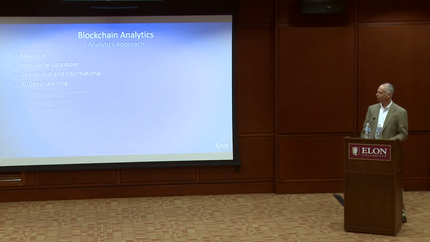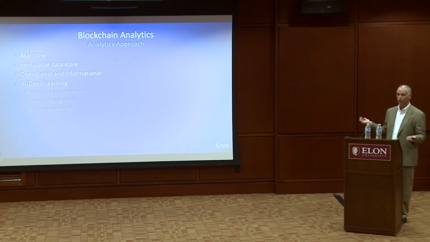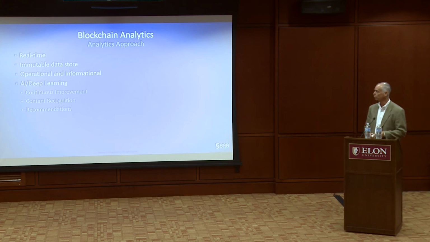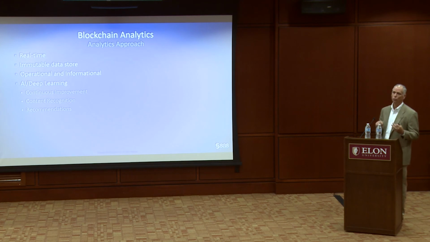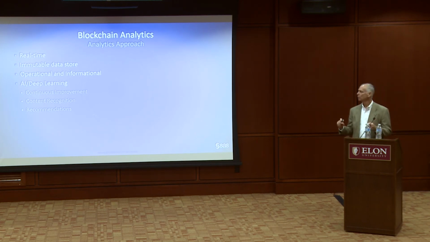AI deep learning, by definition, is continuous improvement, looking at content recognition. In the case of our event stream processing engine at SAS, you can do text analytics. All that stuff's built in. So once you put events, that data, into it, you can do all types of analytics on it. And recommendations: you want to use these AI deep learning recommendations to feed back not only to people, but also to the blockchain for performance reasons.